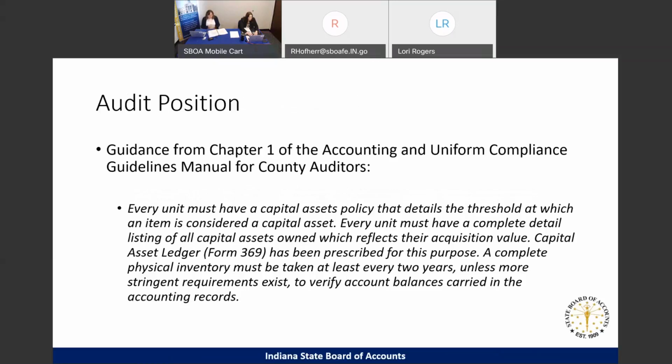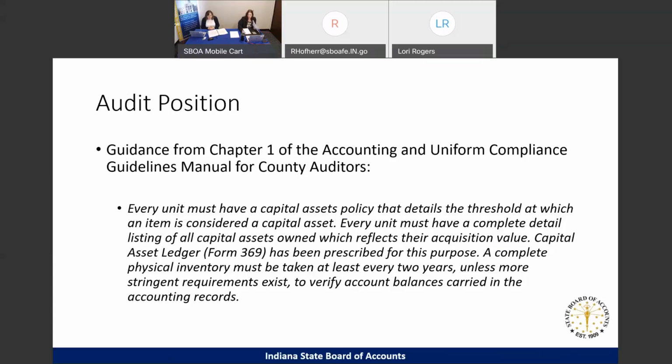So historically, our audit position has been, and I copied this directly from the Accounting and Uniform Compliance Guidelines Manual for County Auditors, that every unit must have a capital assets policy that details the threshold at which an item is considered a capital asset. Every unit must have a complete detail listing all capital assets owned, which reflects their acquisition value, and the capital asset ledger or Form 369 has been prescribed for this purpose.